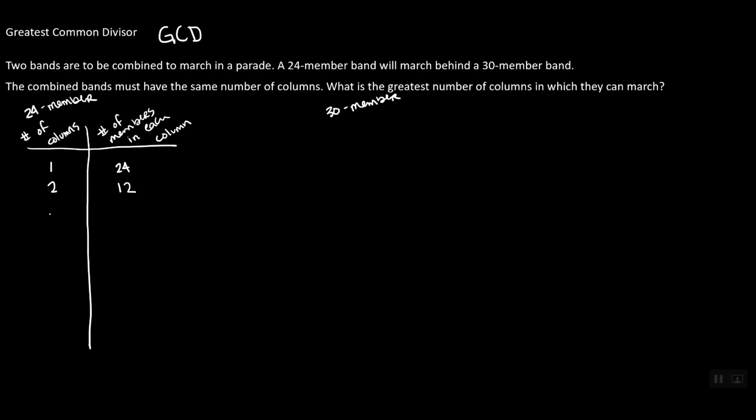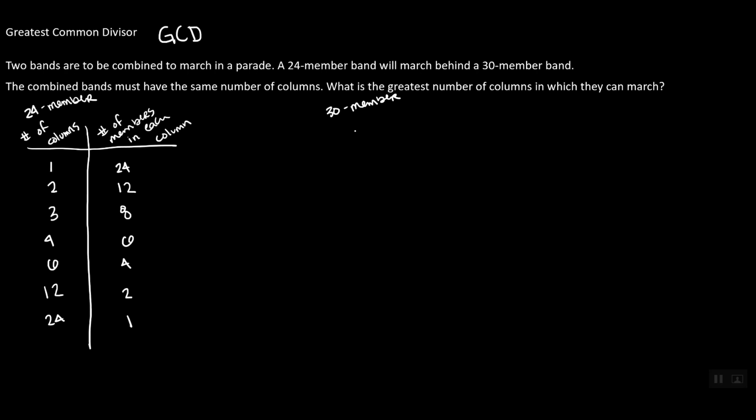each column. We could do three columns. If we did that, we'd have 8 members in each column. 4 columns, that would be 6 members in each column. 6 columns, that'd be 4 members in each column. We could do 12 columns, that would only be 2 members in each column. Or we could do 24 columns with exactly 1 member in each column. So those are all the possibilities for our 24-member band.